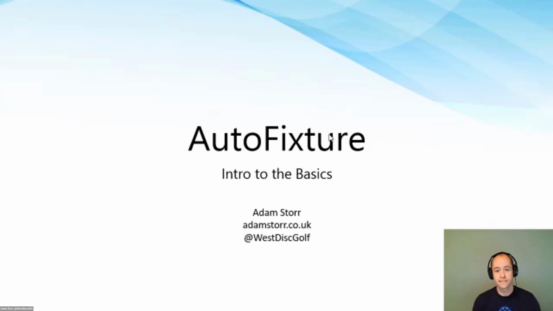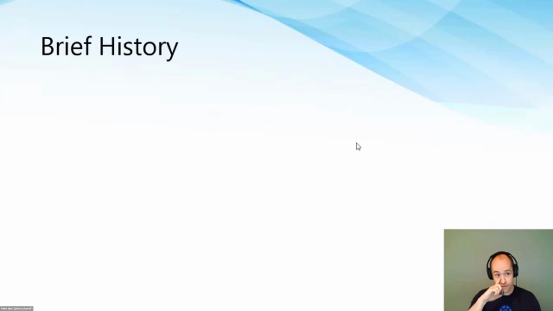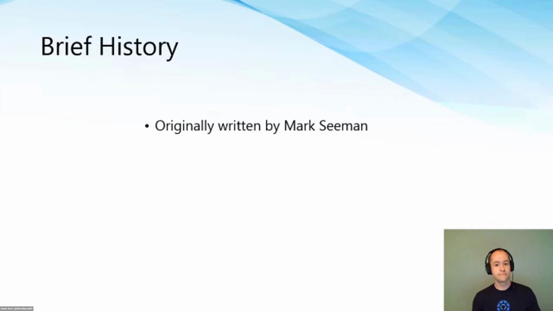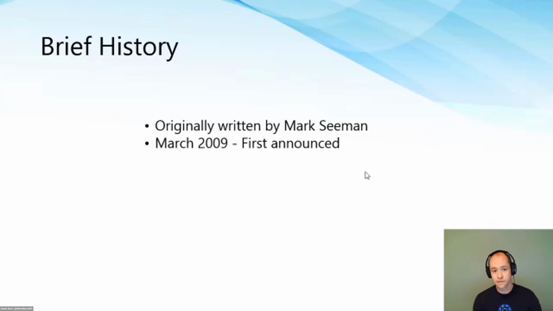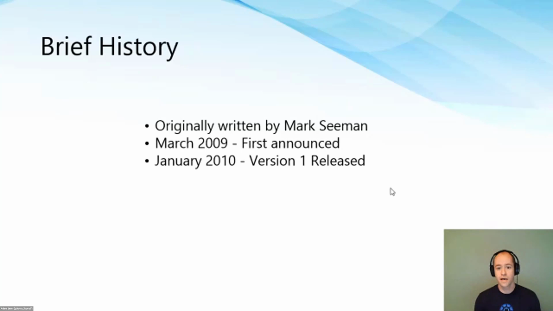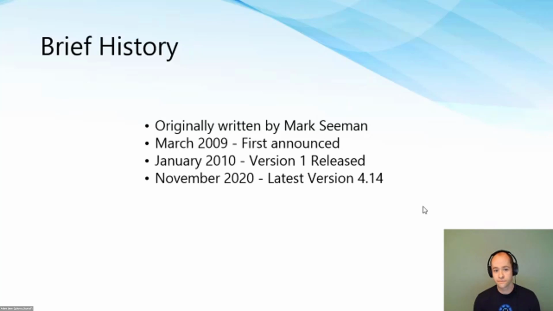So, intro to the basics. A brief history. What is Autofixture? It's a library that was originally written by Mark Seemann. He's a name in the .NET space that's been around for a very long time that I'm sure you've come across at some point. He specialises in a lot more functional stuff nowadays, but this is kind of his baby back in the day. It was first announced in March 2009. It RTM'd the first version in January 2010, and as of this month, they're currently on version 14.